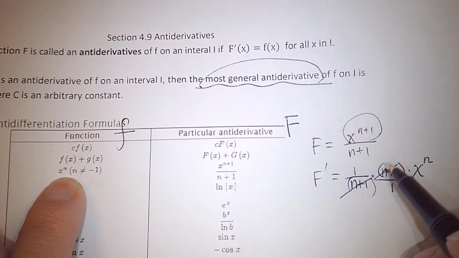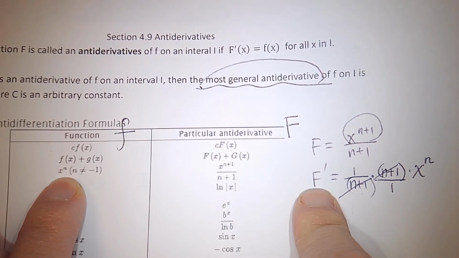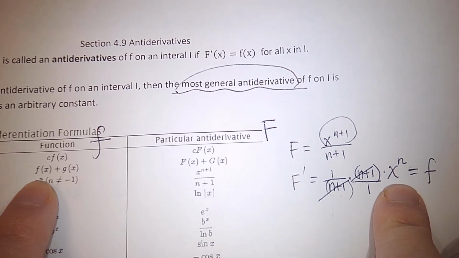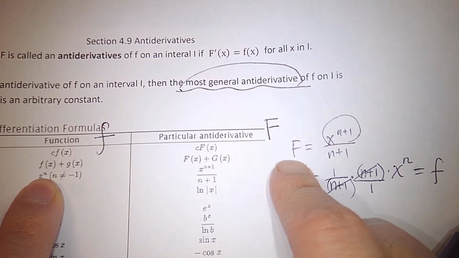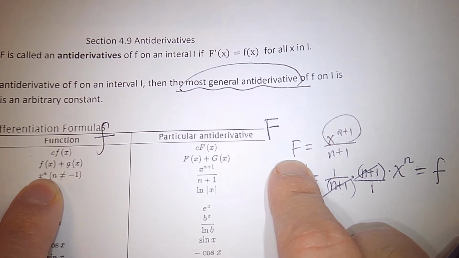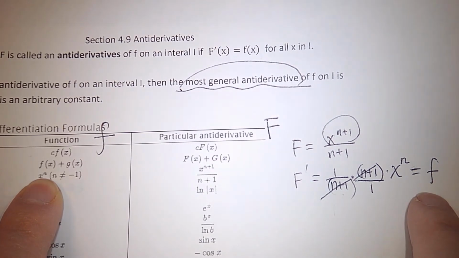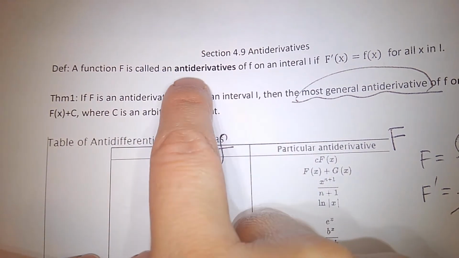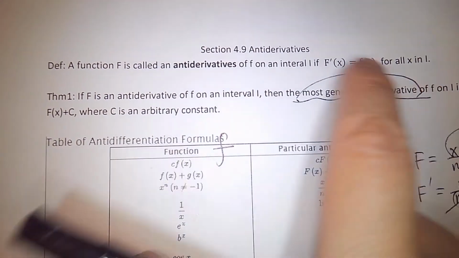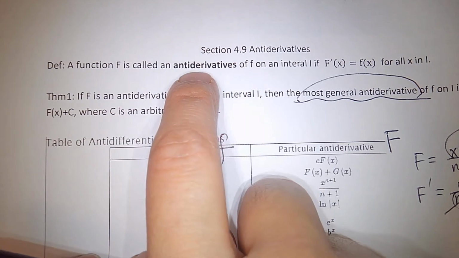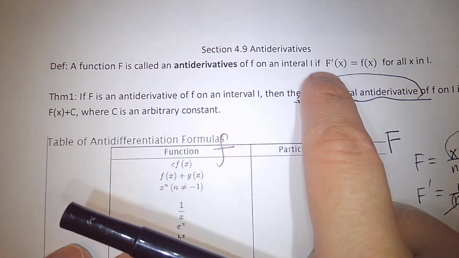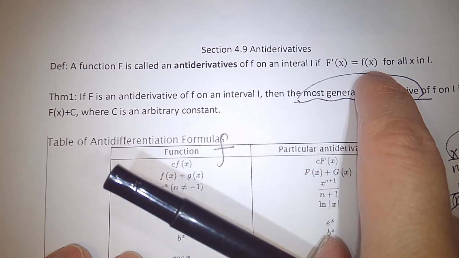So we say, because the derivative of capital F equals this lowercase f, which is x to the nth power, then capital F is an antiderivative of lowercase f. Okay? Later they're asking you, why is a function f an antiderivative of another function? When we compute the derivative of this capital F, it equals lowercase f. Then we say this capital F is an antiderivative of lowercase f.